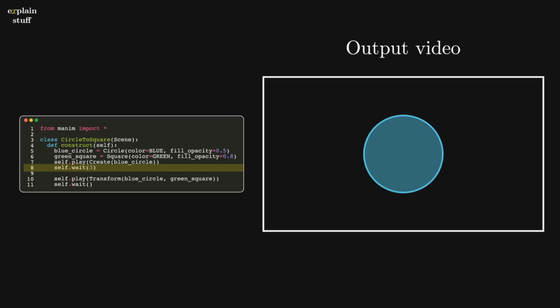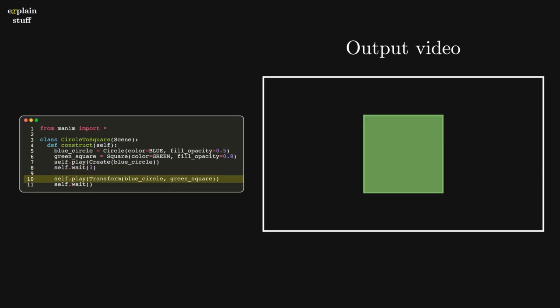Then we insert a pause with self.wait, which can be modified to be as long as you want. Just plug in the number of seconds you want to wait. After that, we transform the blue circle into the green rectangle and wait again for 1 second.